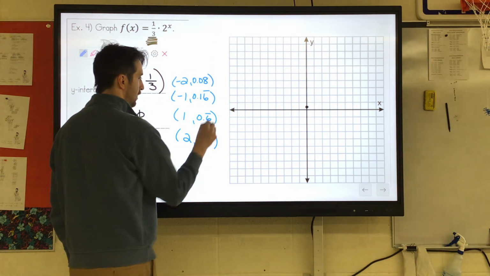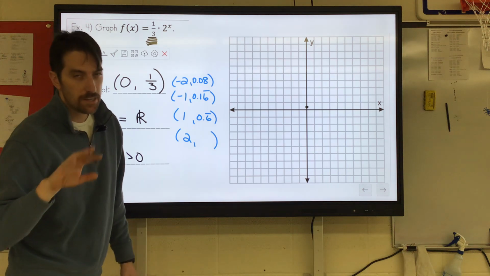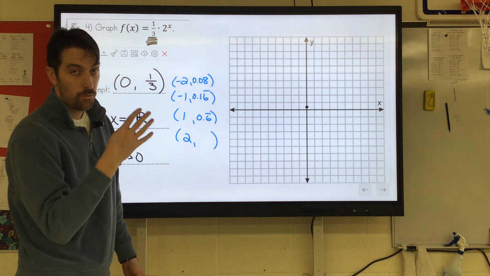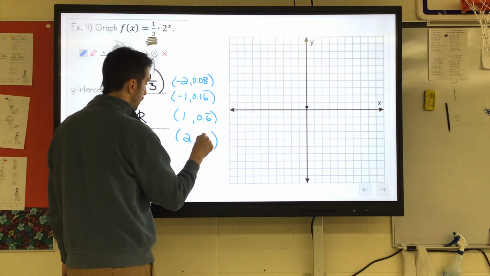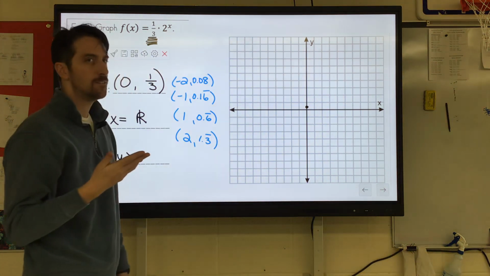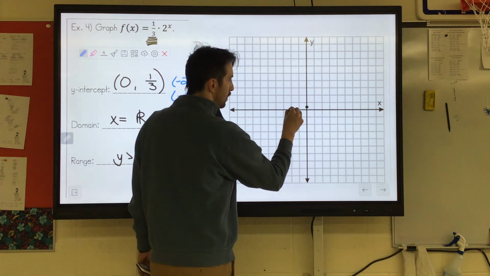If we type into the first, 1/3 times 2 to the first is just going to be 0.6 repeating. And then once we do 1/3 times 2 to the second, 2 to the second is 4. 1/3 of 4 is 4/3, which is 1.3 repeating. These are real nasty decimals.